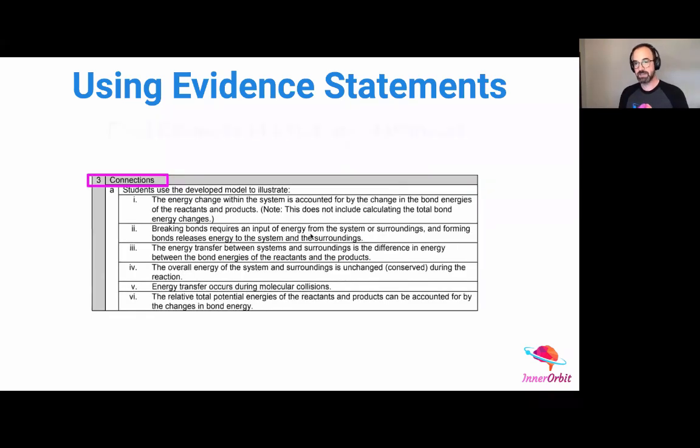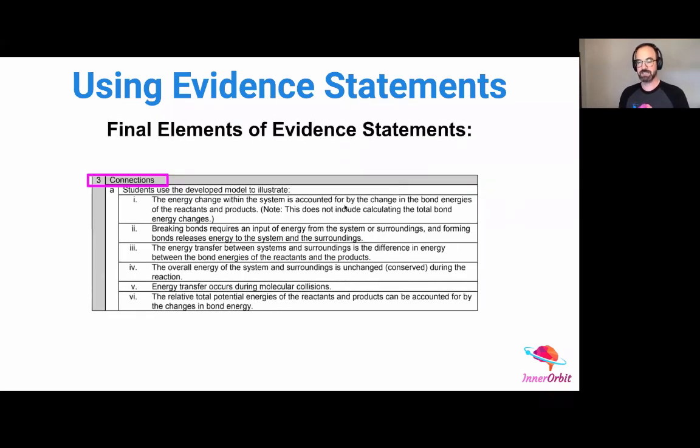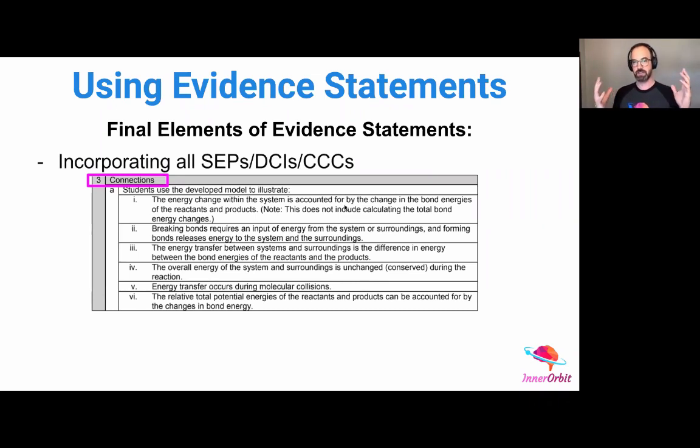At the end of the evidence statements, the final elements are sense making. These are the actual three-dimensional parts of the evidence statements. Students are incorporating SEPs, they're incorporating DCIs and cross-cutting concepts. So not just showing a molecular collision, but they're showing how this phenomena demonstrates that molecules collide and transfer energy outside of a system during a chemical reaction. We love using these, and we use these to write all of our question clusters.